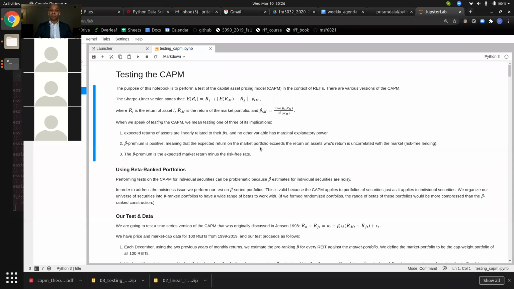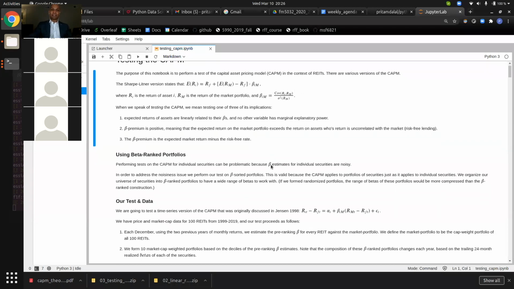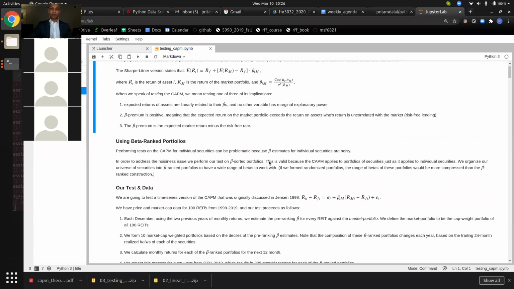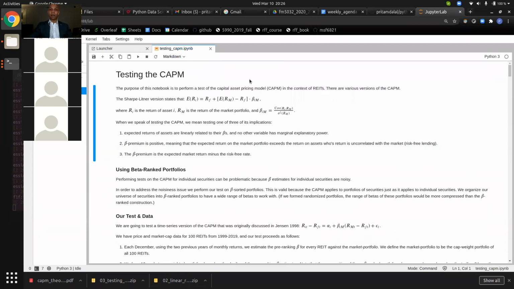That the beta premium is positive, meaning that the expected return on the market portfolio exceeds the return on the risk-free rate. There's a homework assignment associated with this tutorial, and that's the portion you guys are going to be testing for, which is really just an exercise in data analysis and some of this group by gymnastics that we end up doing in this tutorial. And that the beta premium is the expected market return minus the risk-free rate.